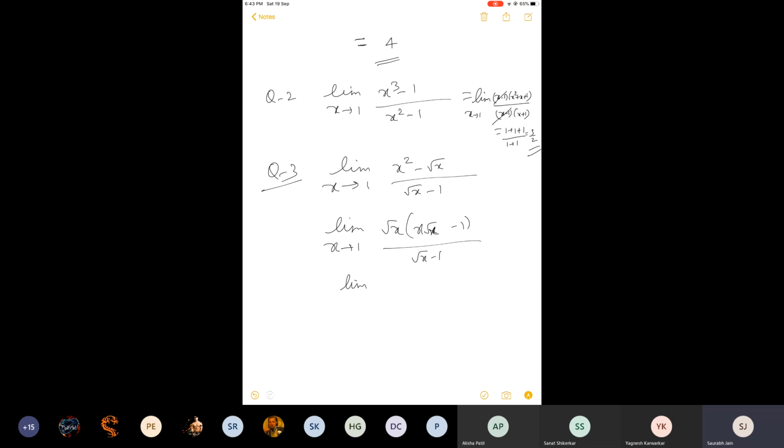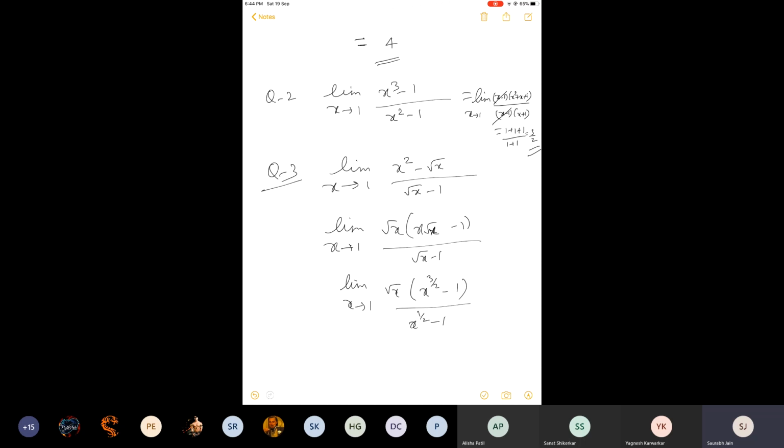Now after this, after taking root x common, this is x to the power 3 by 2. X root x is x to the power 3 by 2, right? This is minus 1. This is x to the power half minus 1. Now how to solve it? Do not put 1 here because you haven't cancelled anything. If you will put 1, you will get 0 by 0. That is not the answer.